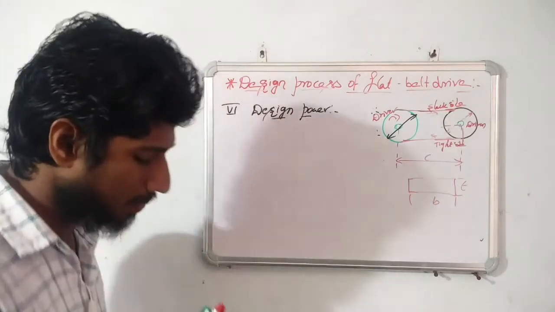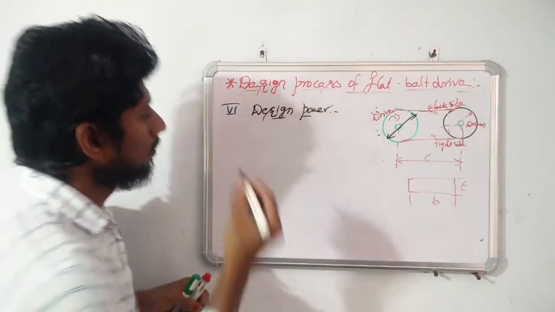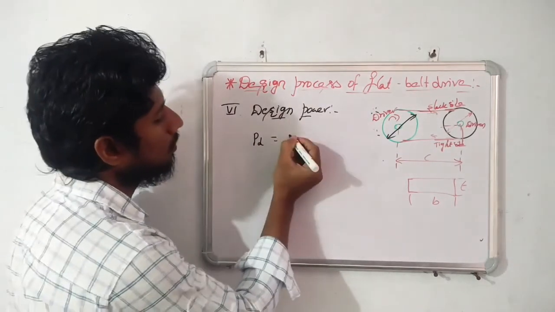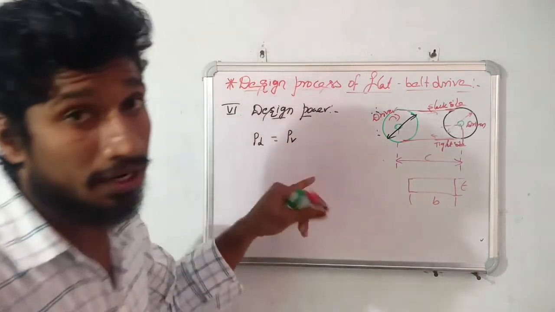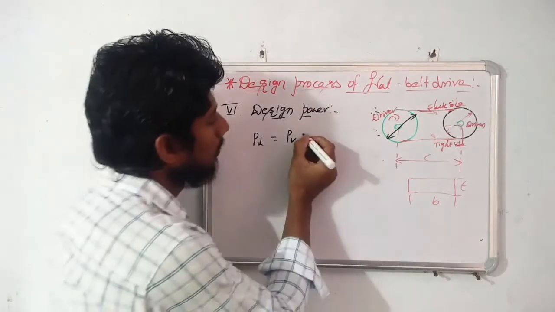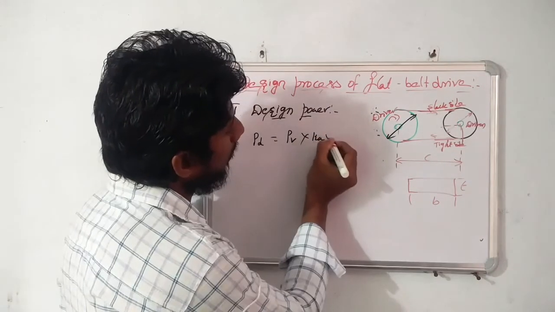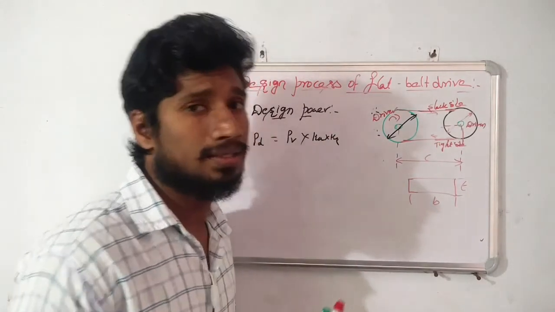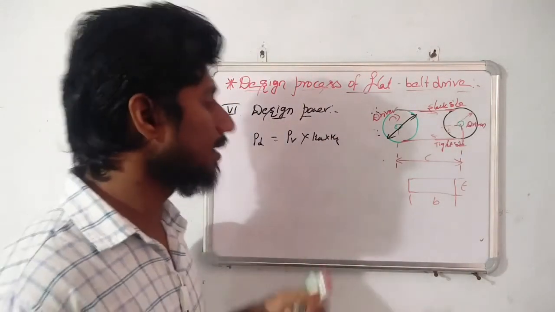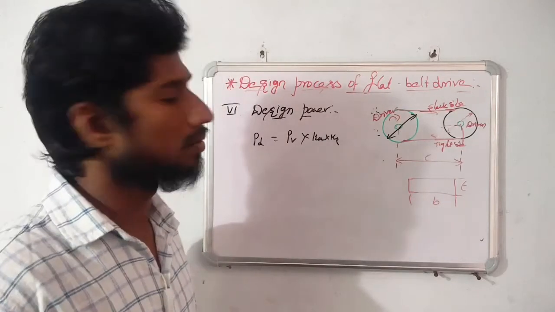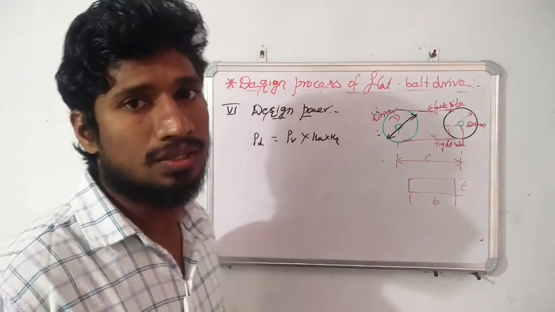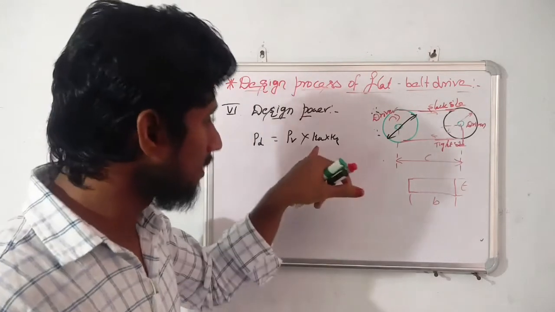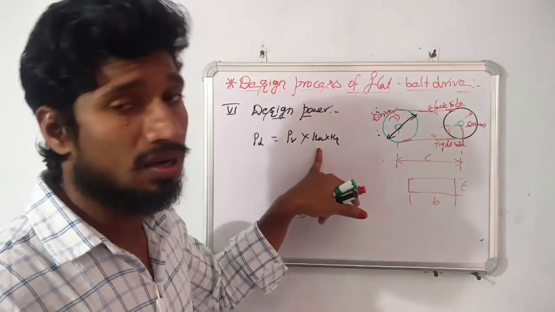So it is the final step in the design of flat belt drive. So the design power indicated by PD is equal to PR, that is the rated power or maybe specific power, into Ka into Ks. Here Ka is the arc of contact factor and Ks is the surface factor. So these two values we consider with the help of the design data book, based on the material of the belt or maybe based on the arc of contact of the belt.